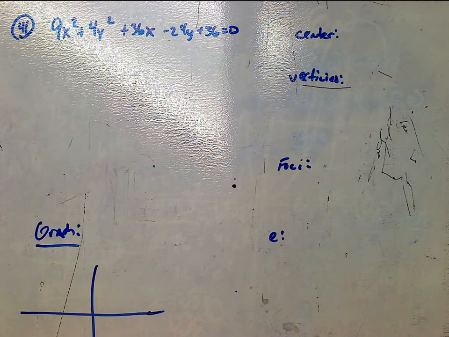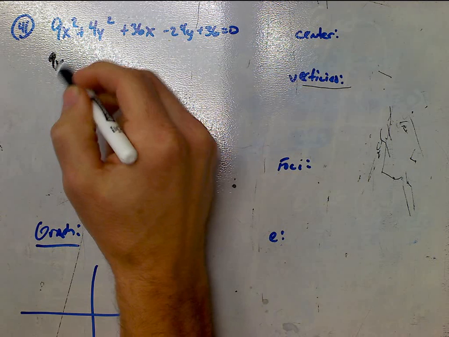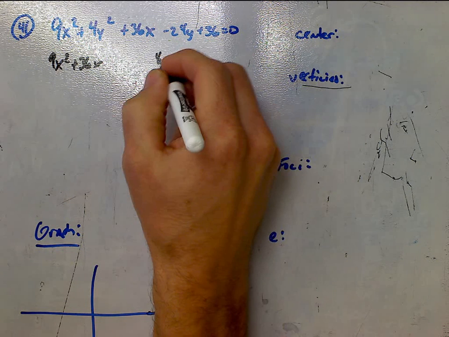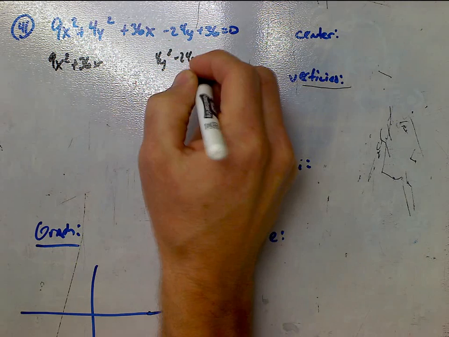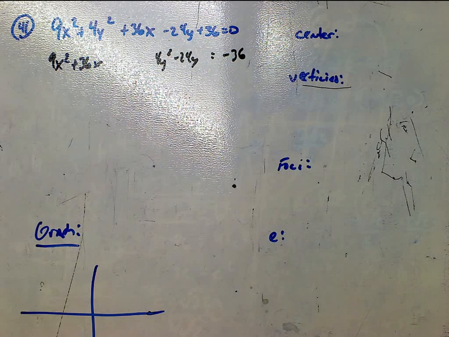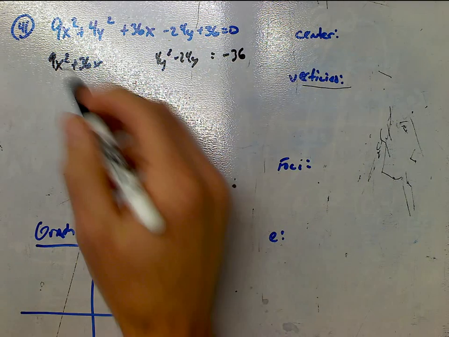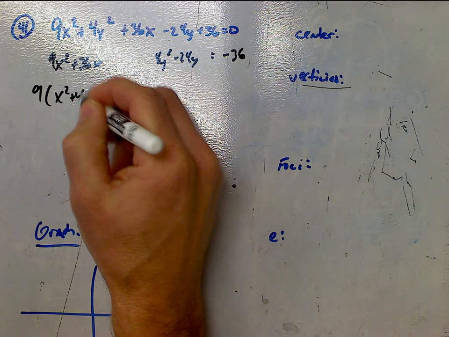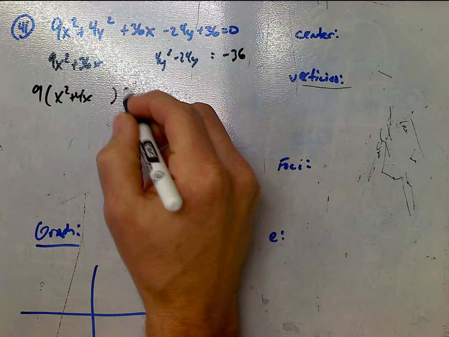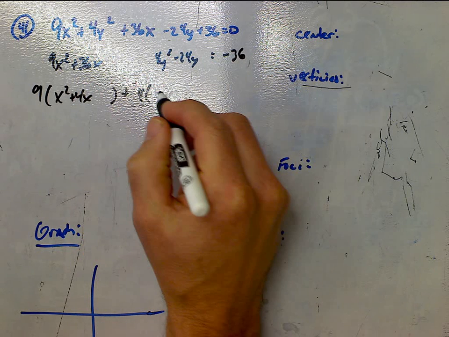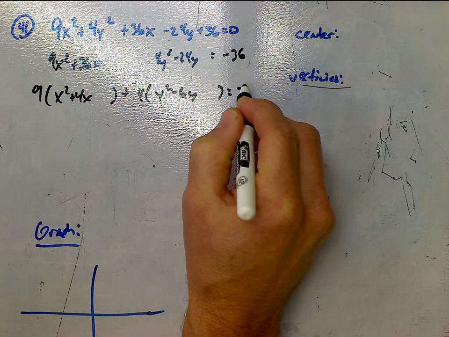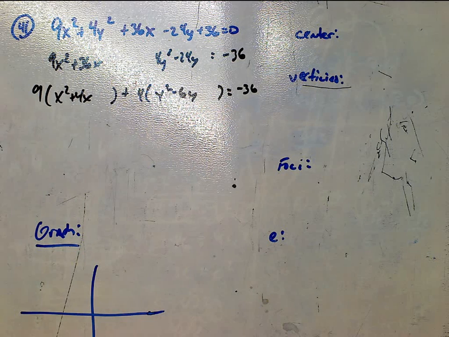Okay, so the first thing you should have done was to go 9x squared plus 36x and then 4y squared minus 24y equals negative 36. The common factor is 9: 9 times x squared plus 4x. The common factor is 4: y squared minus 6y equals negative 36.